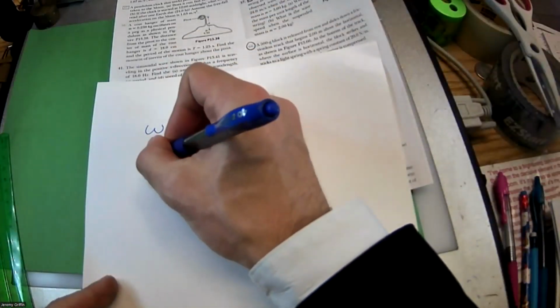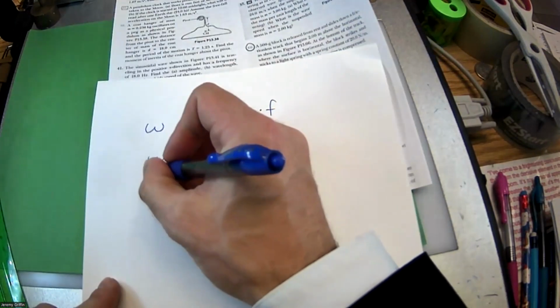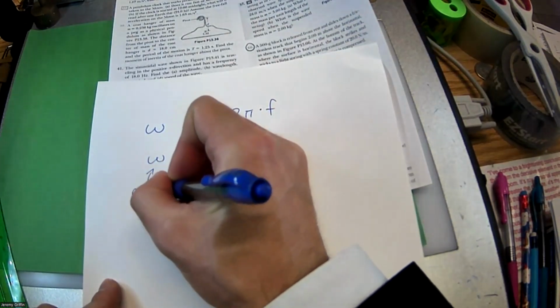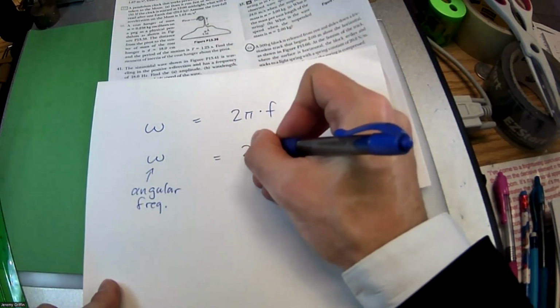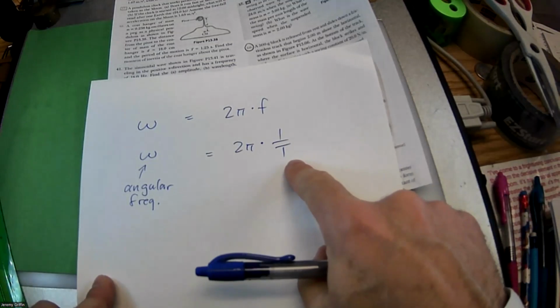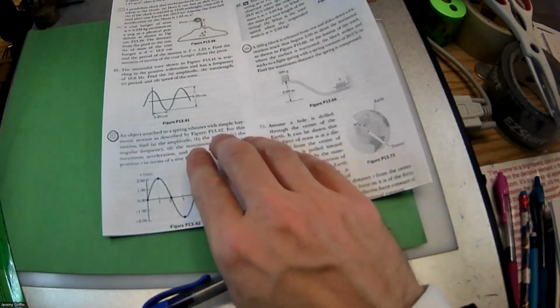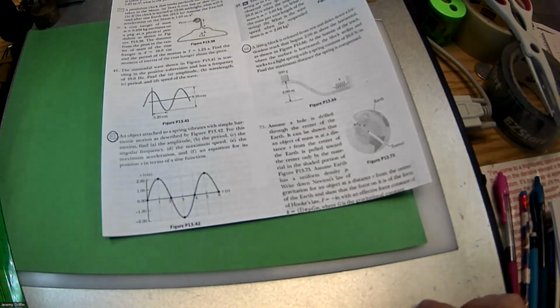So angular frequency, remember, is 2 pi times 1 over the time period, right? And the time period is 4 seconds. It takes 4 seconds to oscillate back and forth once. Okay, let's pop some numbers in there. Get that.